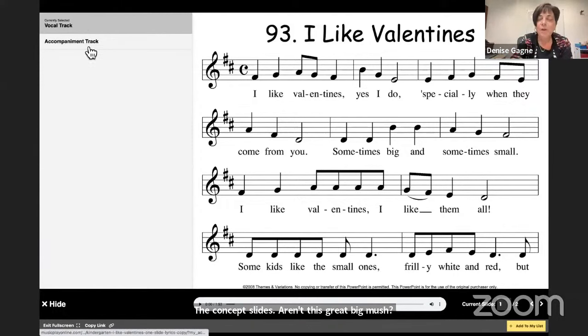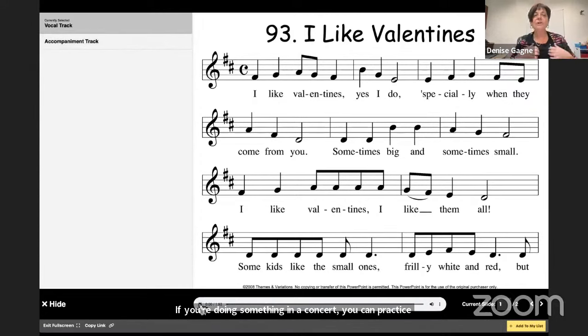And we have a vocal and an accompaniment track. If you're doing something in a concert, you can practice with the accompaniment track. My poor voice, I'm going to use the vocal track, and you can sing.